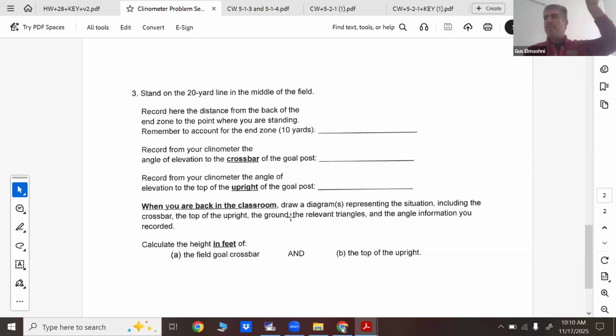And then how about the upright? For the crossbar, she got 2. Yeah, 2 feet for the crossbar? I got 1.57 and then 10.74. Oh, do you take your height into account? Yeah, add your height. Guys, add your height for number 3, please.